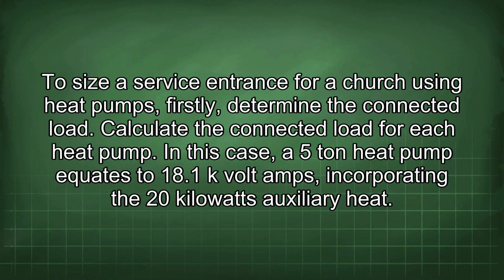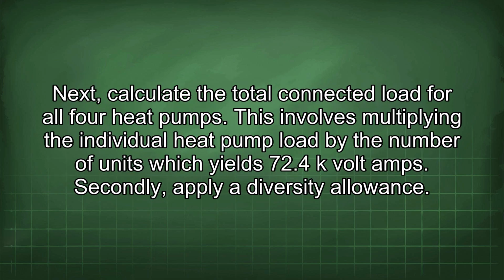To size the service entrance for a church using heat pumps, firstly, determine the connected load. Calculate the connected load for each heat pump. In this case, a 5-ton heat pump equates to 18.1 kVA, incorporating the 20 kilowatts auxiliary heat. Next, calculate the total connected load for all 4 heat pumps. This involves multiplying the individual heat pump load by the number of units, which yields 72.4 kVA.